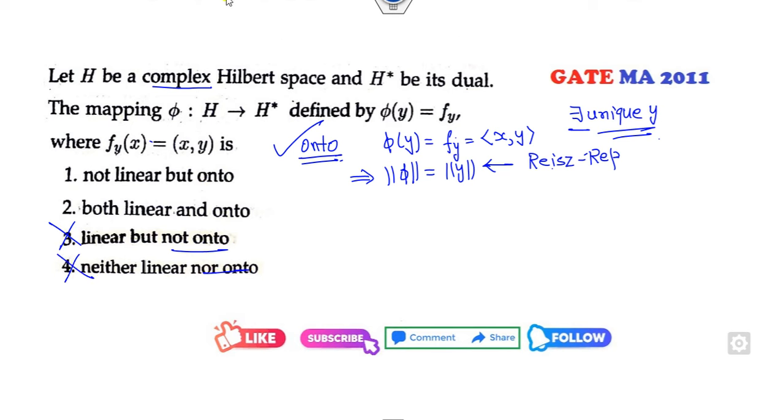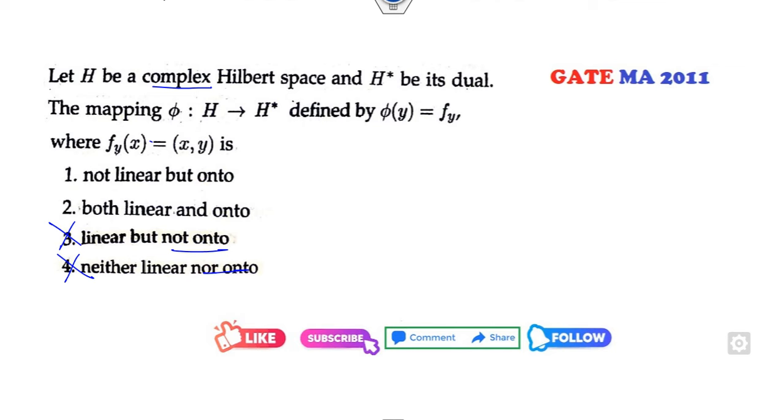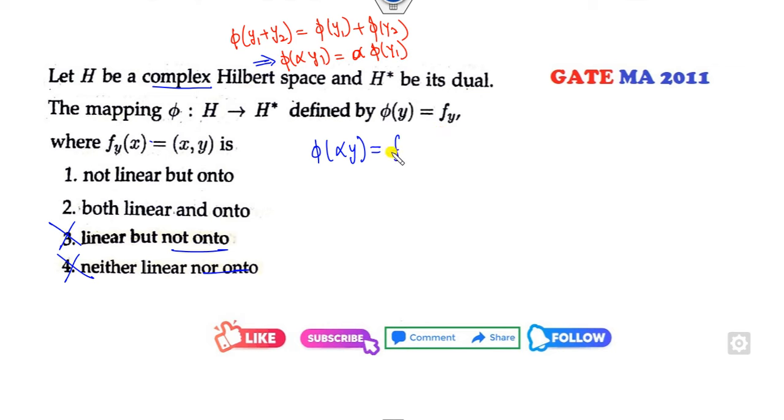Now how can you check linearity? What is the meaning of linear? Phi is linear if you check the two properties: phi of y1 plus y2 equals phi of y1 plus phi of y2, and phi of alpha y1 equals alpha times phi of y1. Let me firstly check this. So phi of alpha y, what is that? It is f of alpha y. If I apply this definition, it is x comma alpha y.